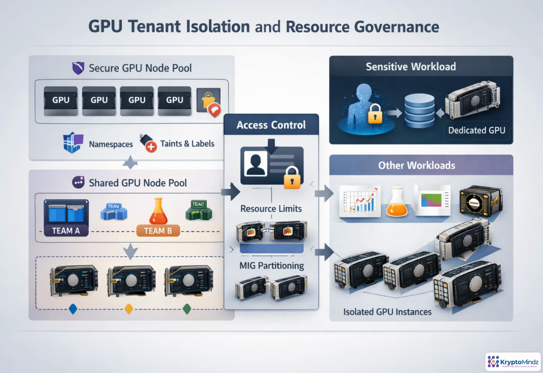When GPUs are shared, isolation has to be designed in, not assumed. A weak pattern is letting every team land in the same GPU pool and hoping requests behave. A stronger pattern uses separate node pools, namespaces, labels, taints, and admission rules, so only approved workloads can reach sensitive accelerators. Resource requests and limits reduce noisy neighbor exhaustion. Where hardware supports it, MIG-style partitioning adds another boundary by giving tenants smaller, dedicated GPU slices aligned to identity and data sensitivity.